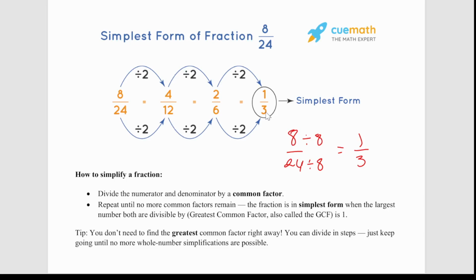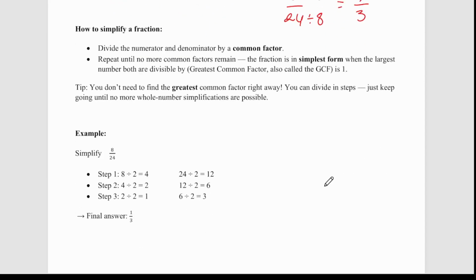So you can either instantly recognize the biggest number that goes into both and divide both by that, or just keep dividing till you can't anymore. Either way is a-okay.